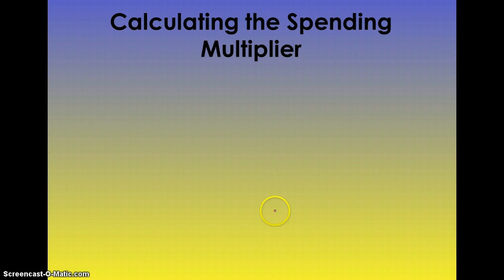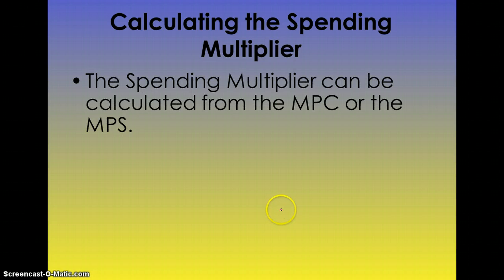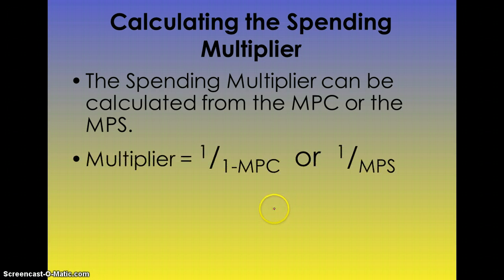To calculate our spending multiplier, it's calculated from our MPC or MPS. Depending on what is given, we can get to it either way. And it is as follows. It is 1 divided by 1 minus the MPC. Well, recall that all this is the MPS, right? Because MPC + MPS equals 1. So a simplified way to write it is just using 1 over the MPS.